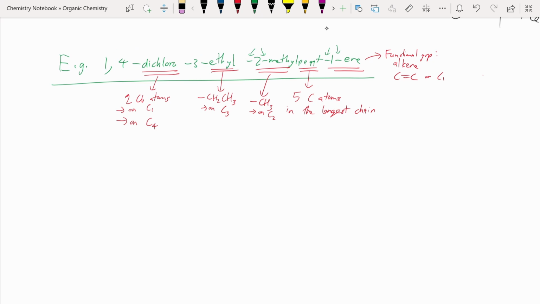Okay, then we'll just draw it out. So 5 carbon atoms, 1, 2, 3, 4, 5. You can number the carbons in any order. From left or right is okay. Then next up is the functional group alkene. So there will be this double bond here. And then we deal with the dichloro. So dichloro, there's 1 chlorine atom on carbon 1.